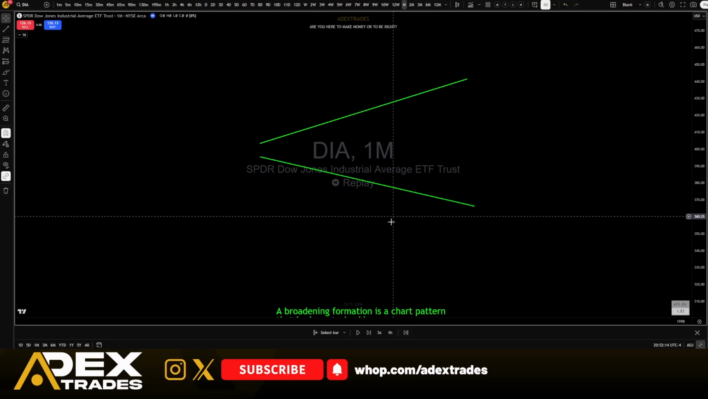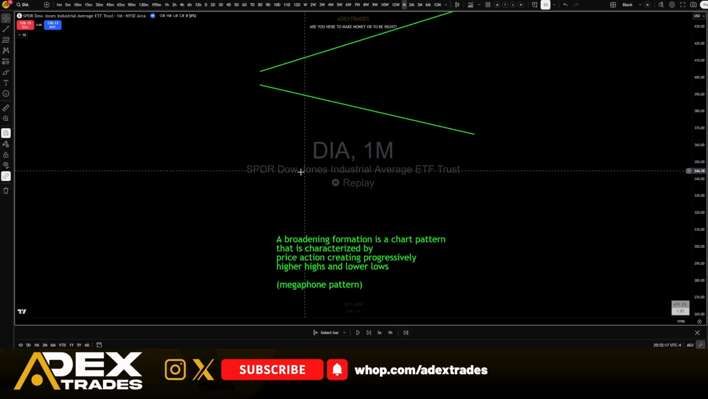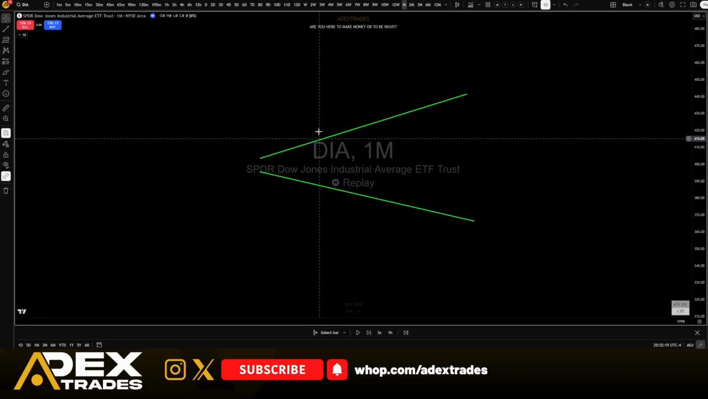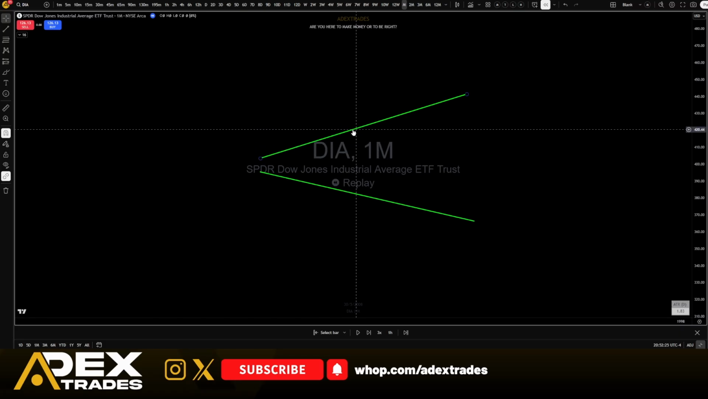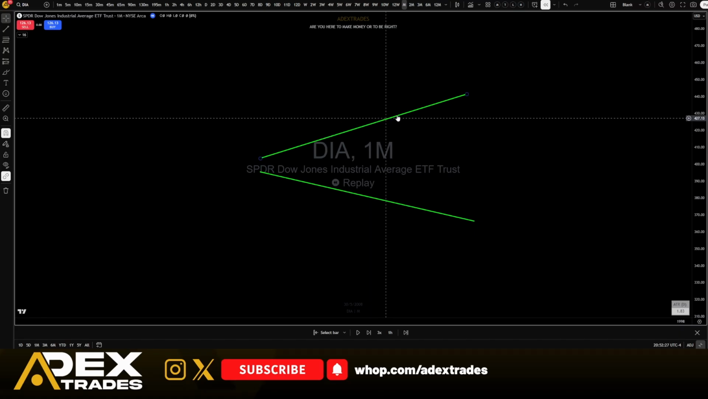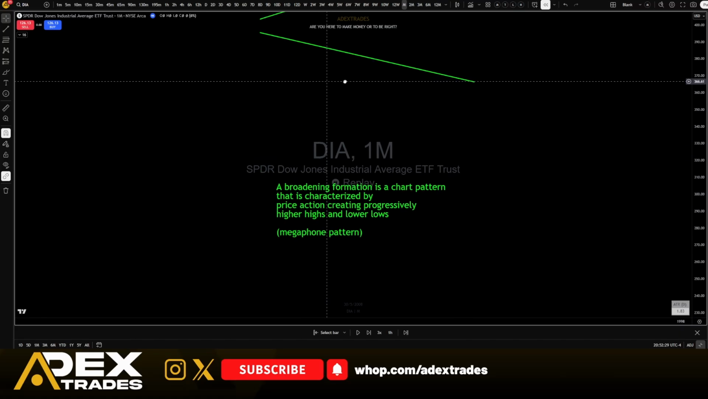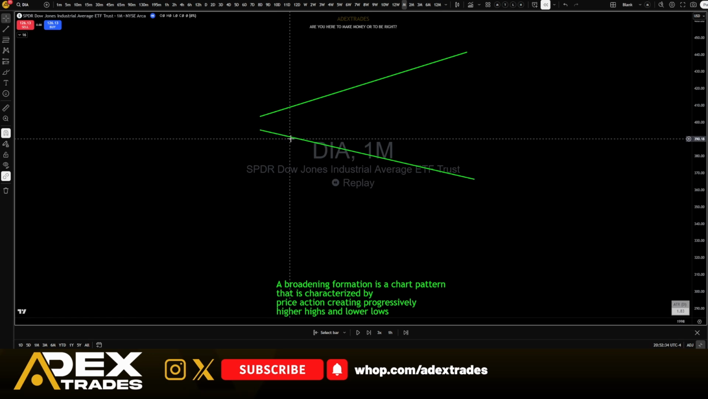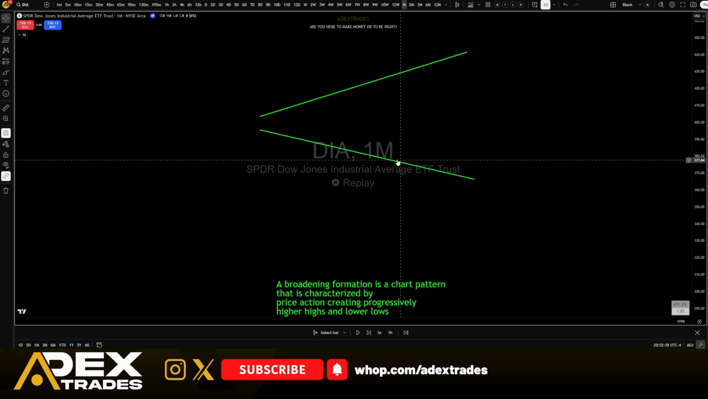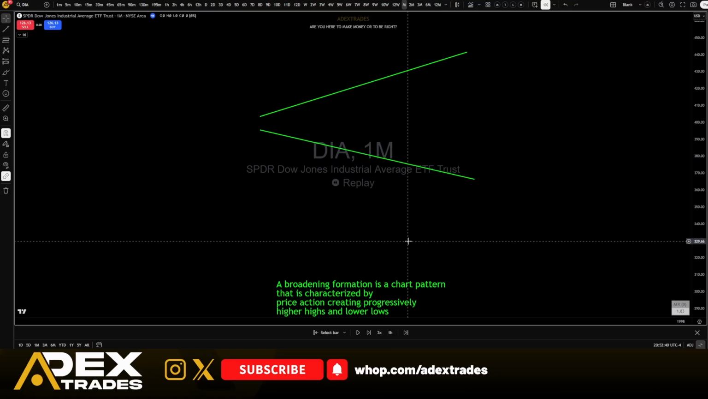A broadening formation is characterized by higher highs. If I take the highs, you got a high right here, and then this high is higher than this high. This high is higher than this high, higher highs, right? And also lower lows. We got a low that's lower than this low, a low that's lower than this low, and a low that's lower than this low. Hopefully this makes sense. So that is one way to visualize a broadening formation.